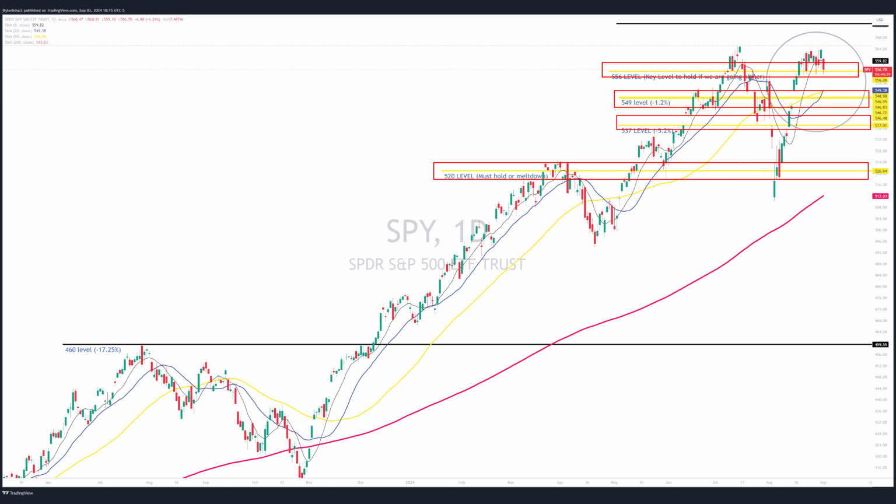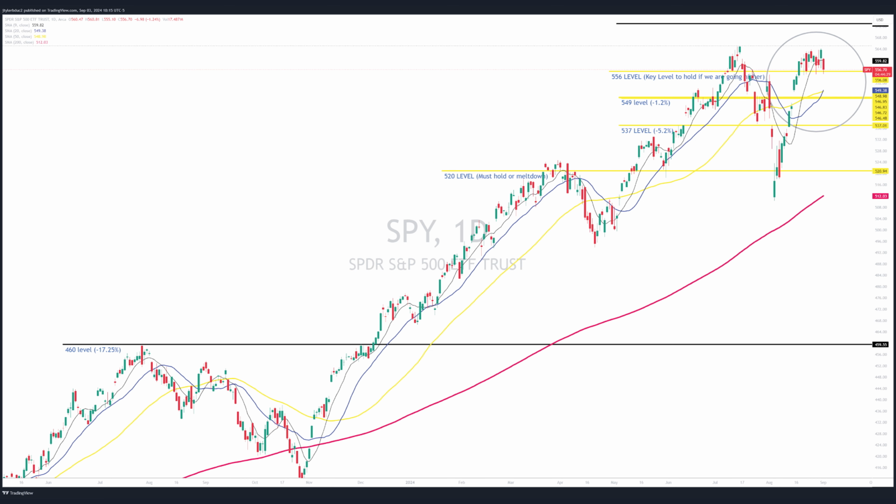We are sitting today on a key level of 556. And this is Tuesday, again, September 3rd. The market's going below that level. I think that we may lose the 556 level today.